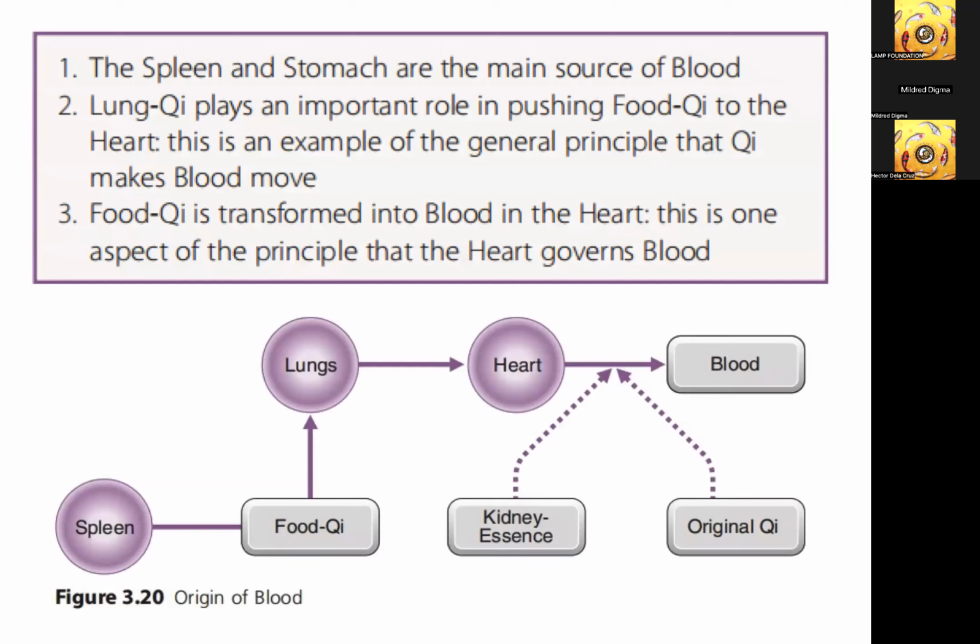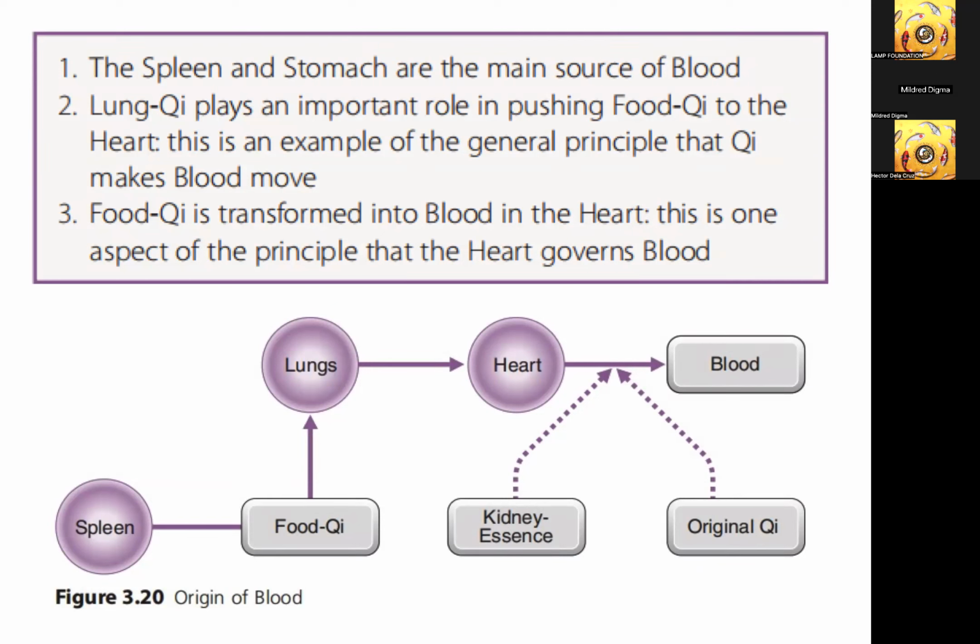Okay po. So, the spleen and stomach are the main source of blood. Yung kinakain natin. Kaya napakahalaga na healthy food ang kinakain para yung napoproduce na blood ay healthy. Lung qi plays an important role in pushing food qi to the heart. This is an example of the general principle that qi makes blood move. Food qi is transformed into blood in the heart. This is one aspect of the principle that the heart governs the blood. Yan po, from the spleen, magiging food qi, then up to the lungs, dadalhin sa heart, then heart, si blood.